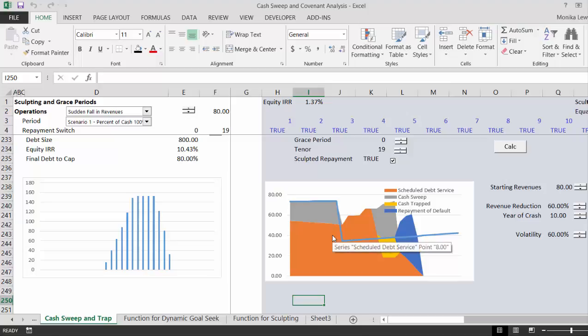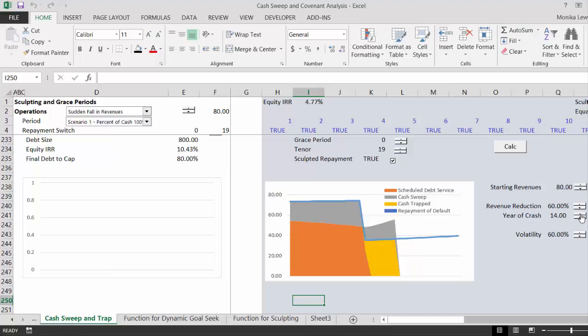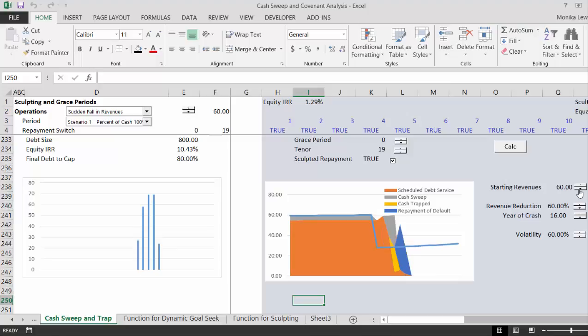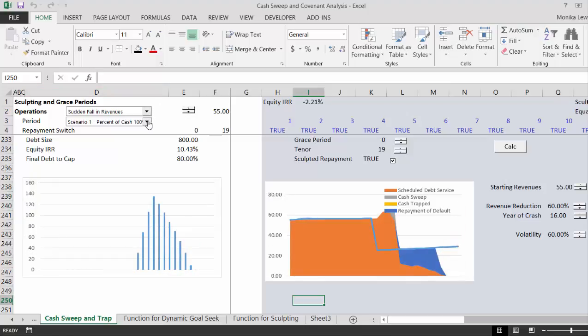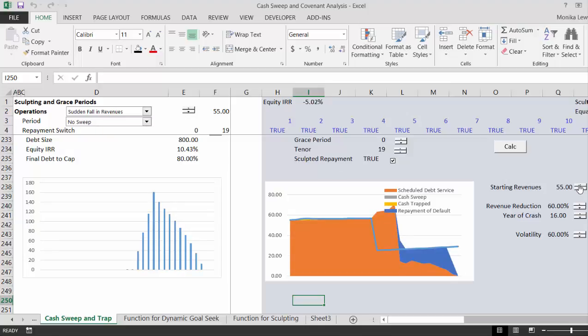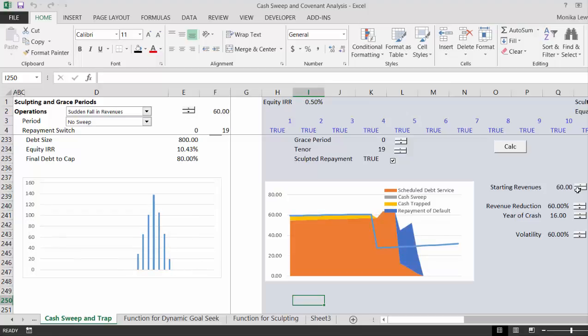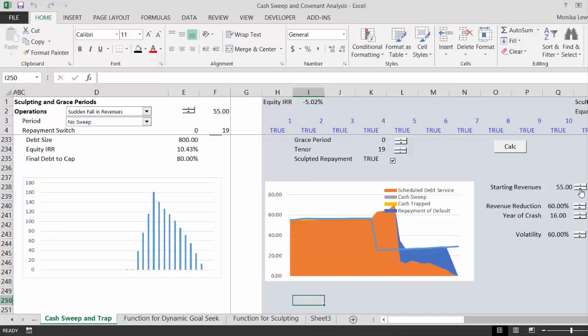So it very much depends on the volatility of cash. Now, if we have the cash flow fall off occur later, then we're trapping even more cash, and we can go all the way down to 50. Now, if we didn't have any cash flow sweep, I guess it's not that dramatically different.